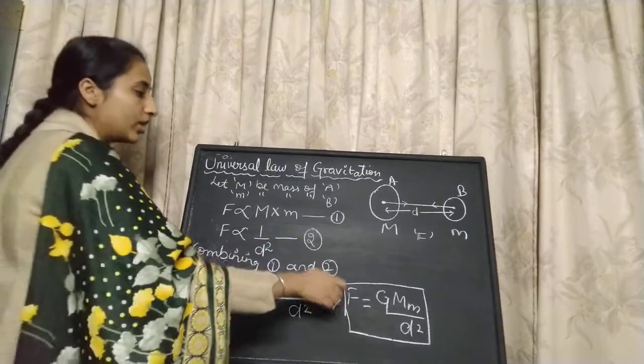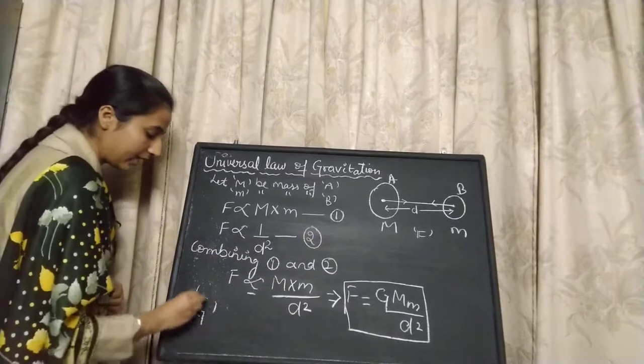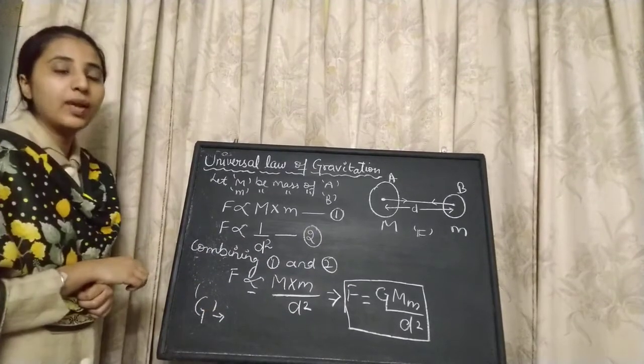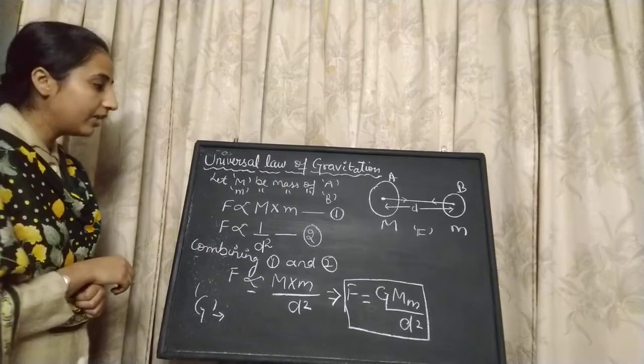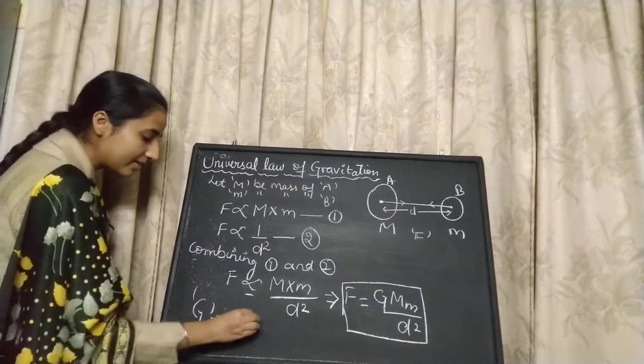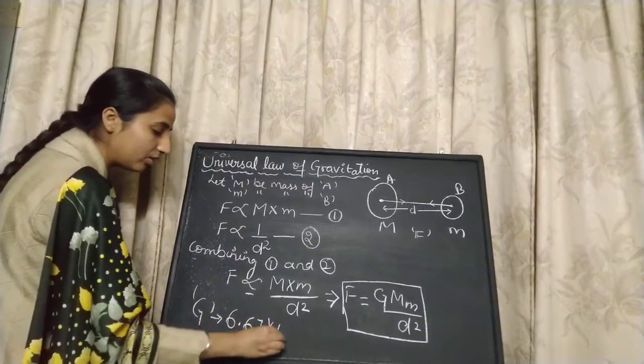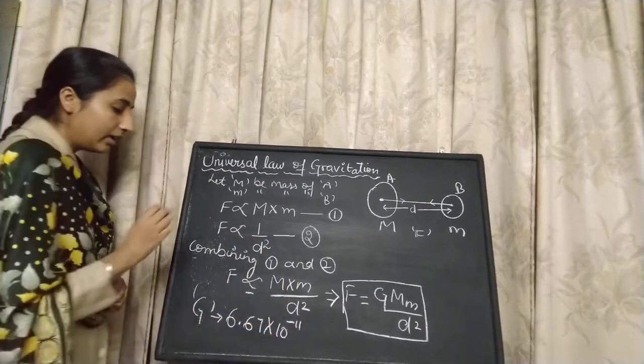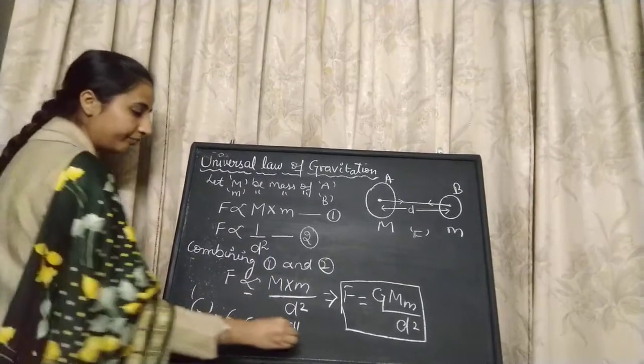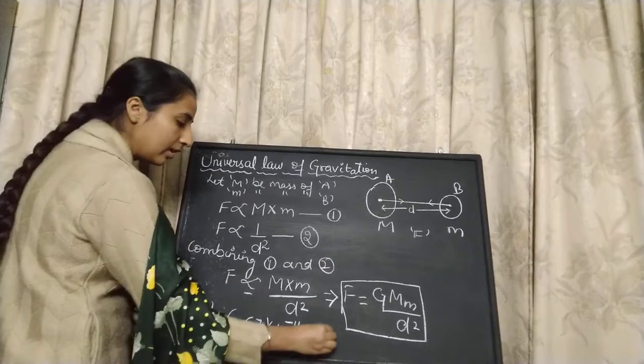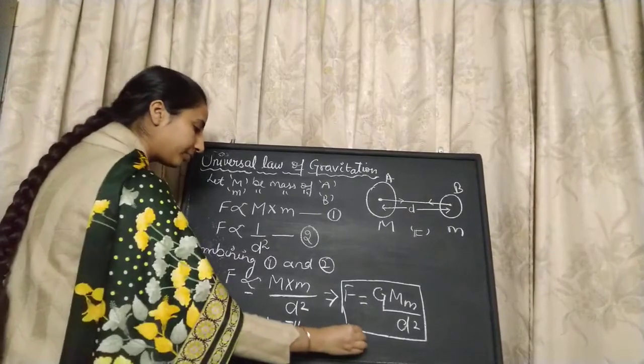Now, G is the universal gravitational constant and its value is always fixed, and we take it as 6.67 into 10 to the power minus 11. The units of G are Newton meter square per kg square.